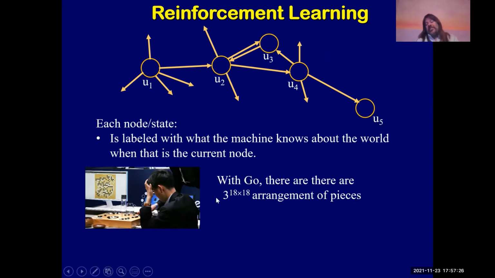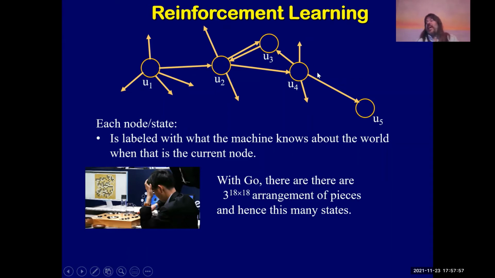Our Go board has a lot of squares, and so there are an awful lot of states. This is more states than there are atoms in the universe, so we don't actually build this graph. But anyway, the labeling on this node isn't very big. The labeling just tells me where all the pieces are on your board.